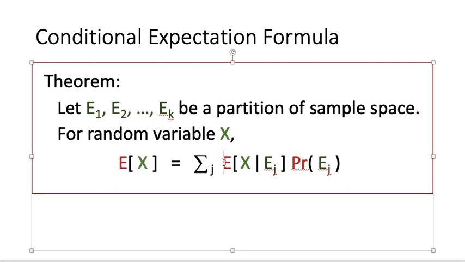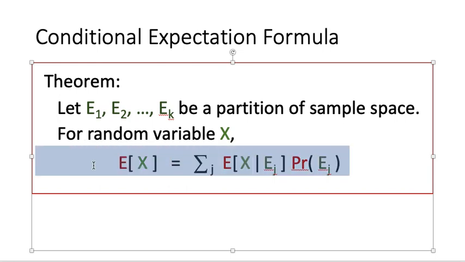So the average height of all the students will be equal to the proportion of the students in Class A, that is, Class A divided by Class A plus Class B, multiplied by the average height of students in Class A, plus the proportion of students in Class B multiplied by the average height of the students in Class B. So in that case, we get the average height of all the students. This is one particular example of the use of the conditional expectation formula.